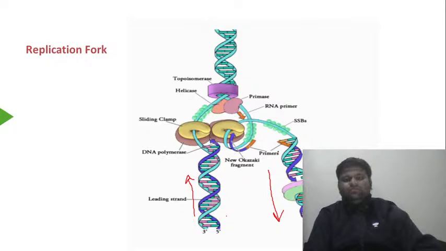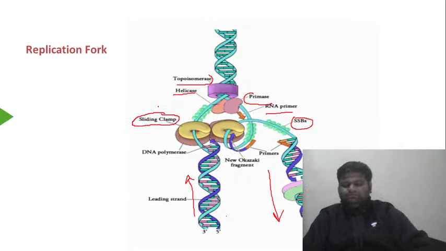Right in the beginning the primers are added, and these are the single stranded binding proteins that provide stability. This is the RNA primer that leads to the synthesis of the primer with the help of the primase enzyme. This one is the helicase, it unwinds the DNA, and this one is the topoisomerase, it induces nicks in the DNA. This one is the sliding clamp. So these are the different parts of the replication fork.